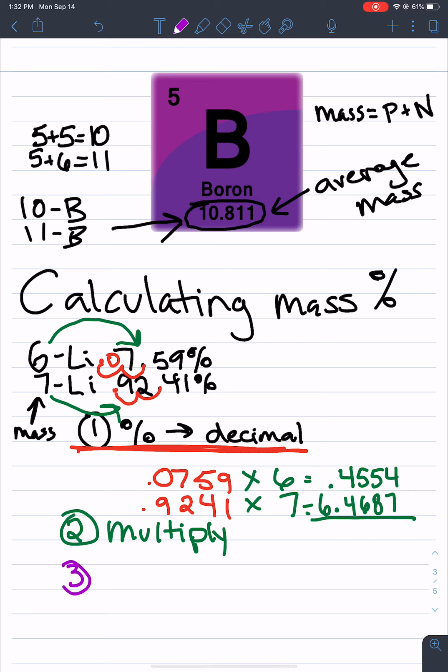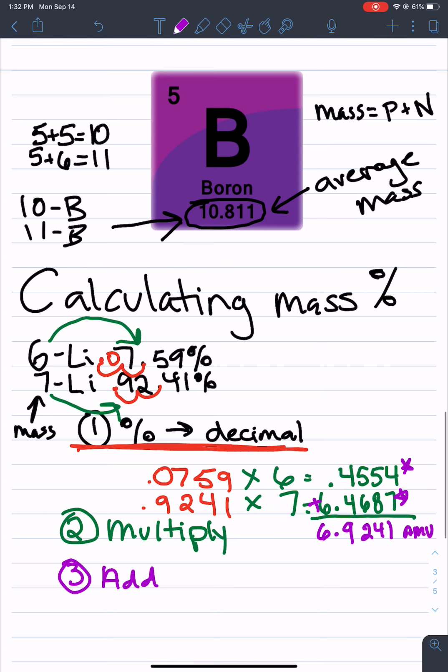Your final step is to add. We're going to add up these 2 numbers right here, and when we add them together, we get 6.9241 as our total. You can put in units at the back, but that's what we're going to do, and that's how we calculate the mass percent.